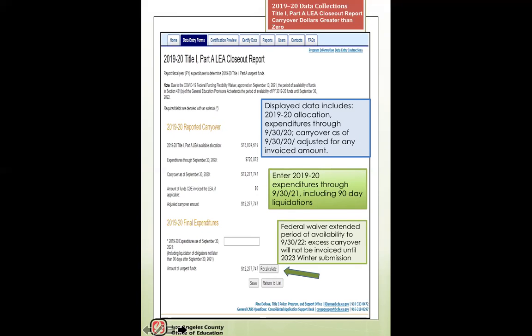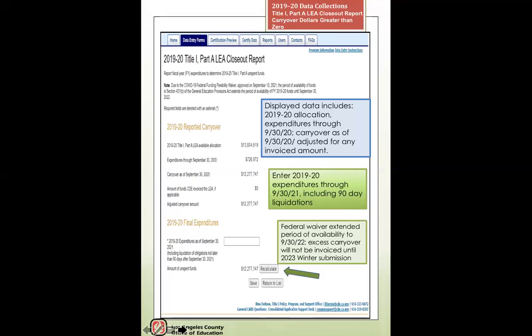That would have been in last winter's report, so your expenditures. And then it's going to show any remaining funds as carryover at that time, whatever you were carrying over last year. So you'll be entering any additional expense. This one isn't for the full grant. It's just any additional expenditures you had through September 30th of 2021. Then you'll need to hit the recalculate button, and you'll find the amount of remaining funds that you have to spend by this coming September 30th.